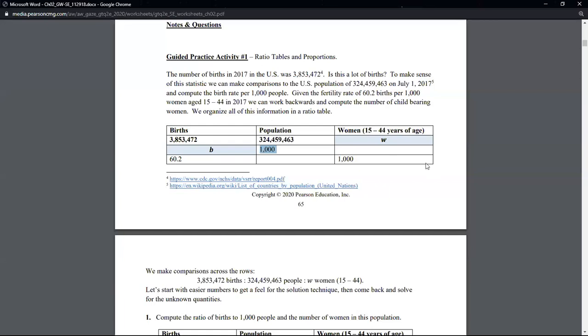The next column is saying, all right, well, let's just find the number of women based on this population. Then let's scale the women to 1,000 instead of the total population to get their birthing rate. So the birthing rate based on just women is 60.2. So for every 1,000 women, there are 60.2 births. So our goal is to find the B and the W here eventually, but for now, we want to do this with simpler numbers.